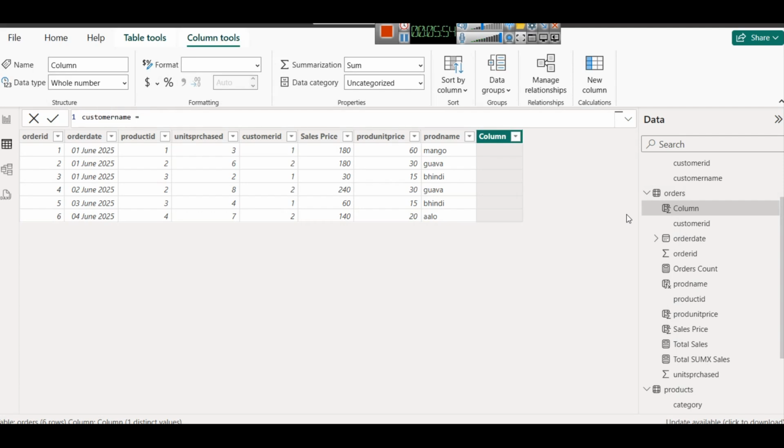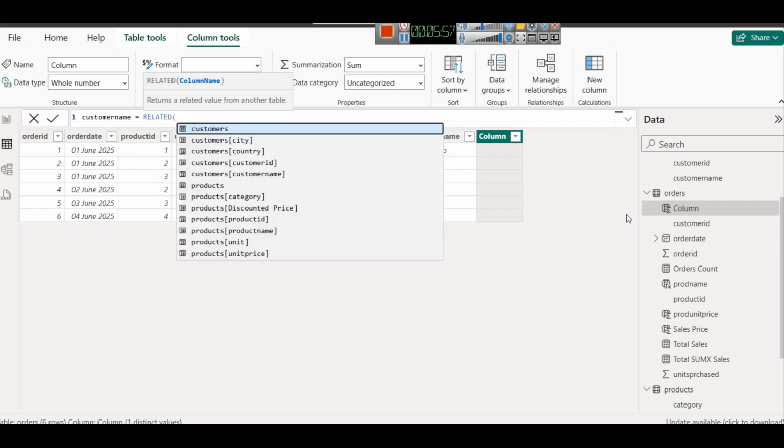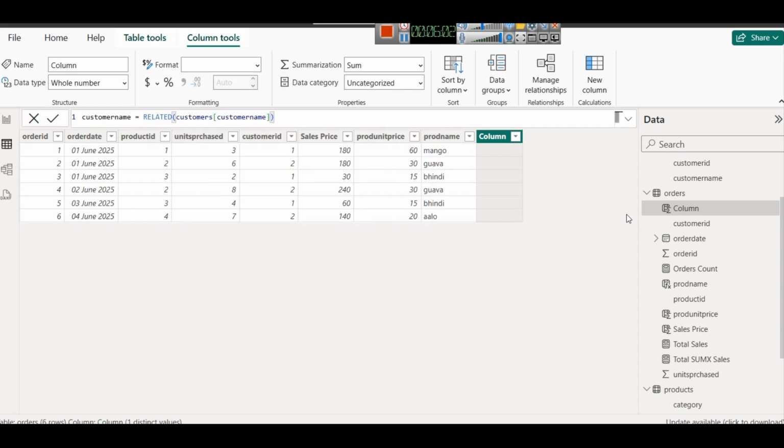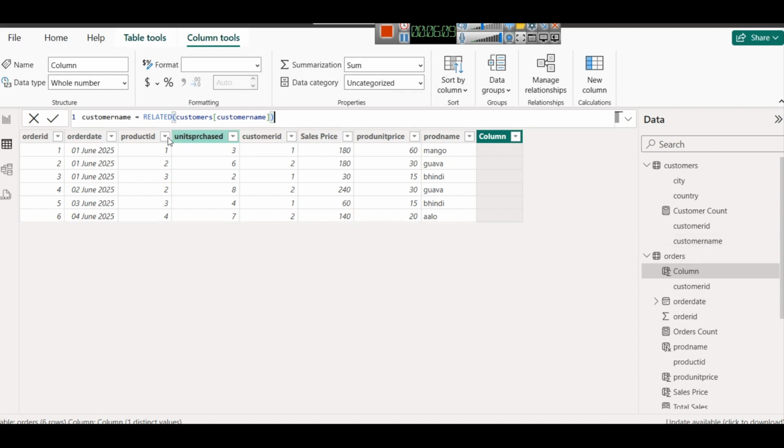What will I do? I will write RELATED, customer table, customer name. Do you get my point? So I am using another column reference in this table with the help of the RELATED function. And what is the RELATED function doing? Returns a related value from another table, right? So it will automatically detect customer ID and relate. And how will it be able to relate this?